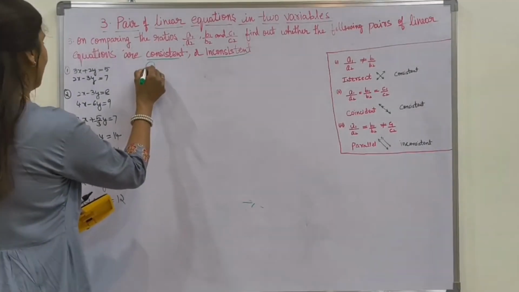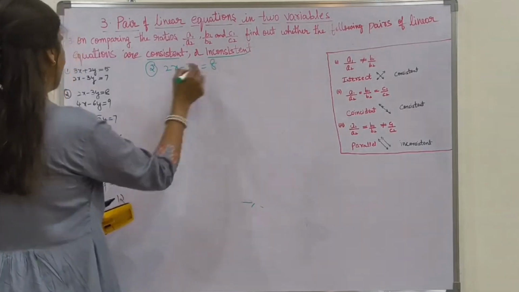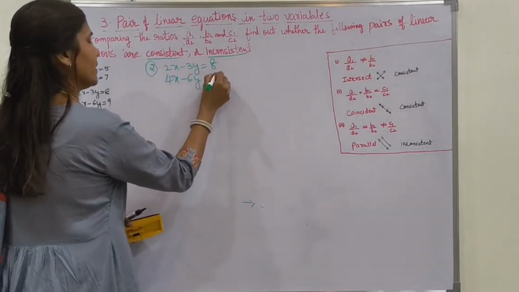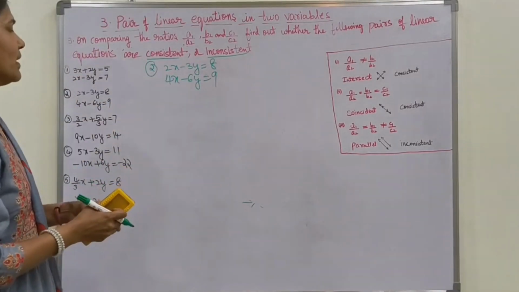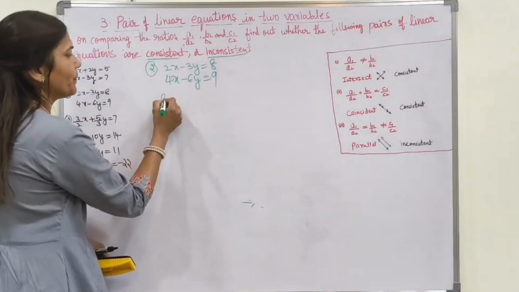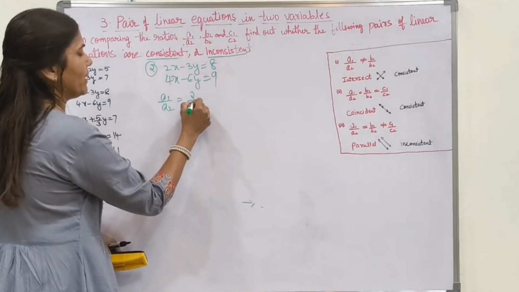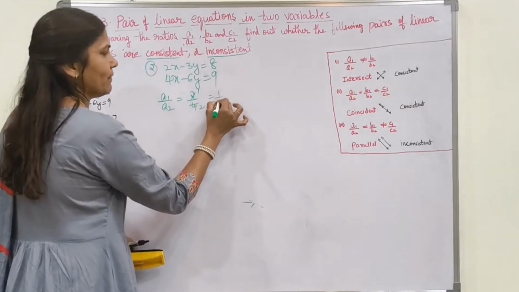Questions. Second one: 2x minus 3y is equal to 8, and next, 4x minus 6y is equal to 9. See here, 2x minus 3y is equal to 8, and 4x minus 6y is equal to 9. First we will do A1 by A2. A1 by A2 means 2 by 4. Cancel is possible: 2 ones are 2, 2 twos are 4. What is the answer? 1 by 2.